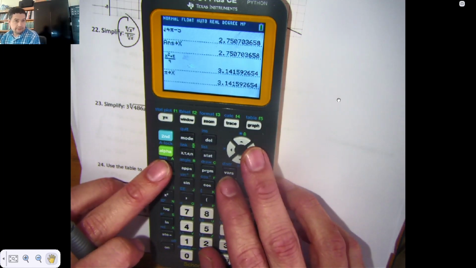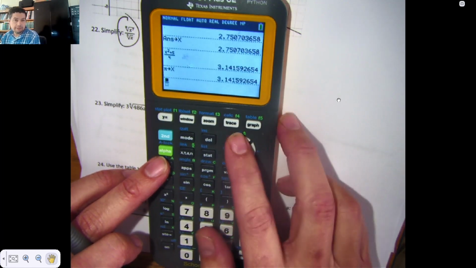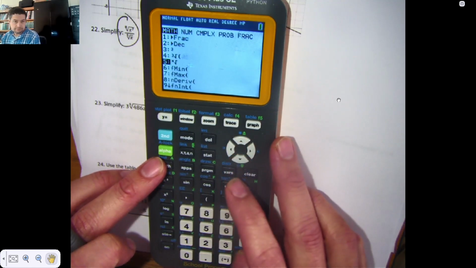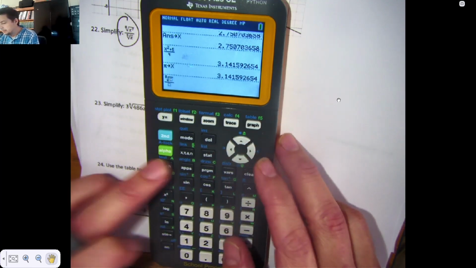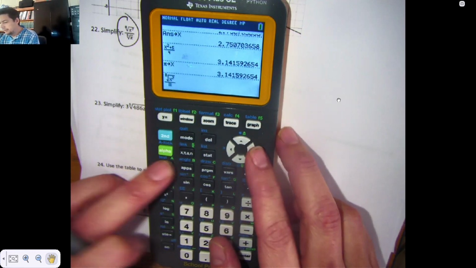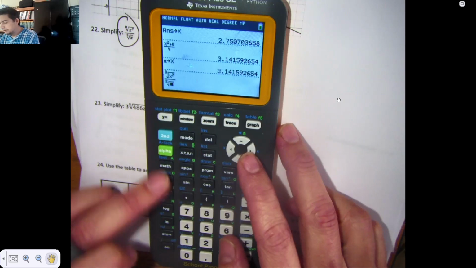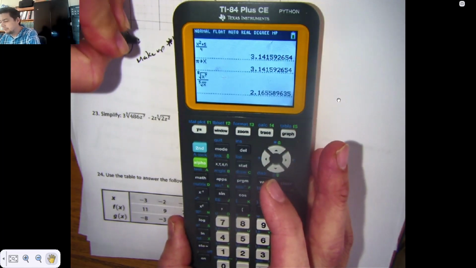Hit math. I want a fraction to start off with, numerator over denominator. Math, you see that guy right there? 8x to the 7th. Math, that dude right there, 5x. And I plug in a decimal and I get like 2.17.